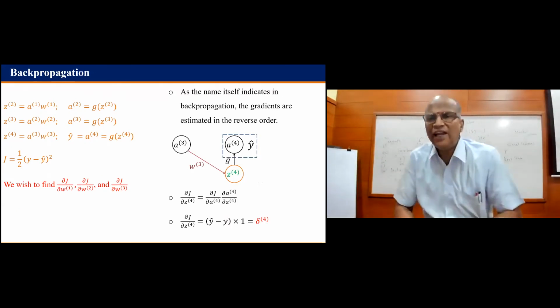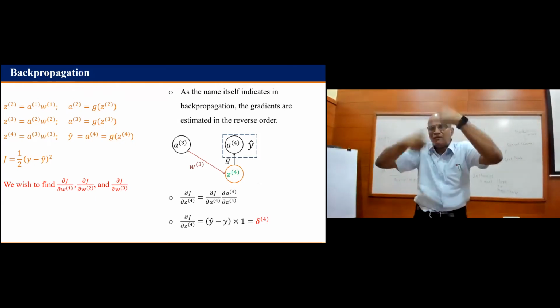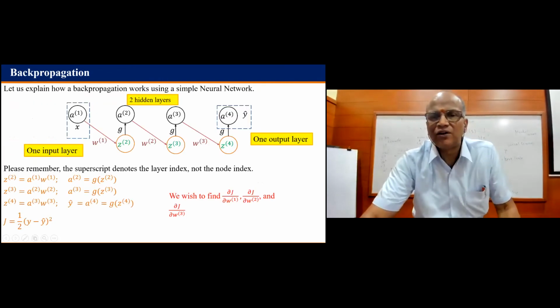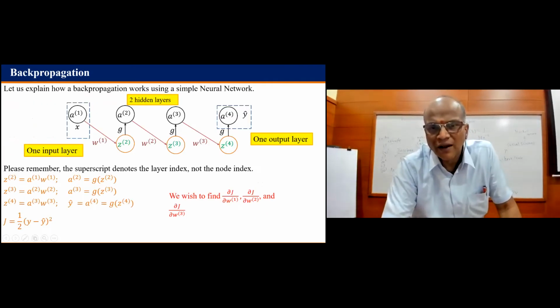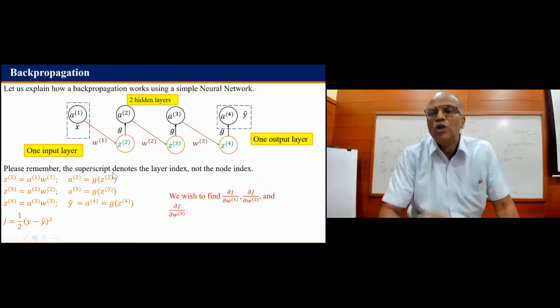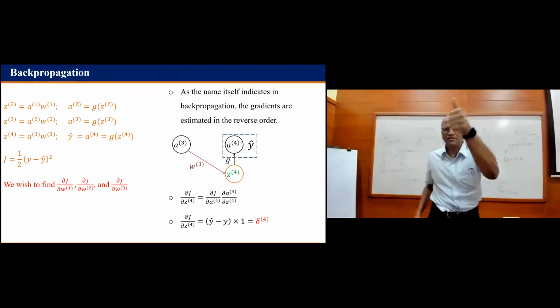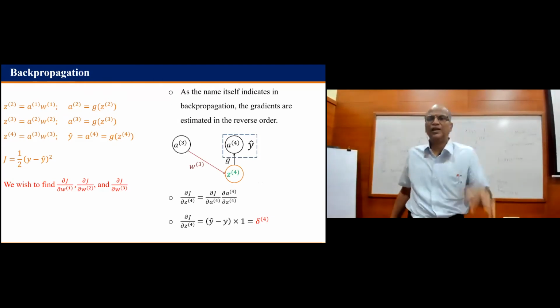As the name itself indicates, in backpropagation, the gradients are evaluated in the reverse order. So you evaluate the gradient here. From this you go here. From here you go here and then you go on. So that is why it is called backpropagation. Now let us see. Once I explain the first one, you'll get a hang of it. It will become very clear.